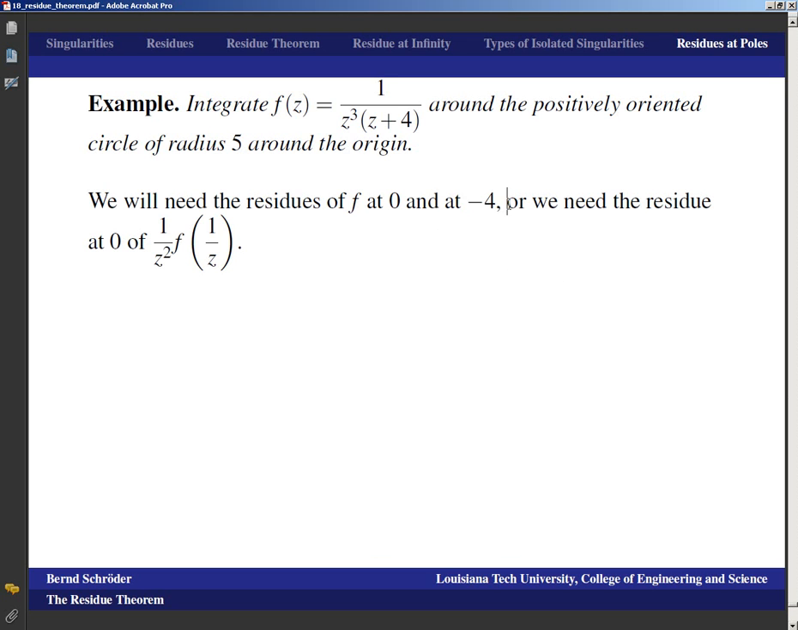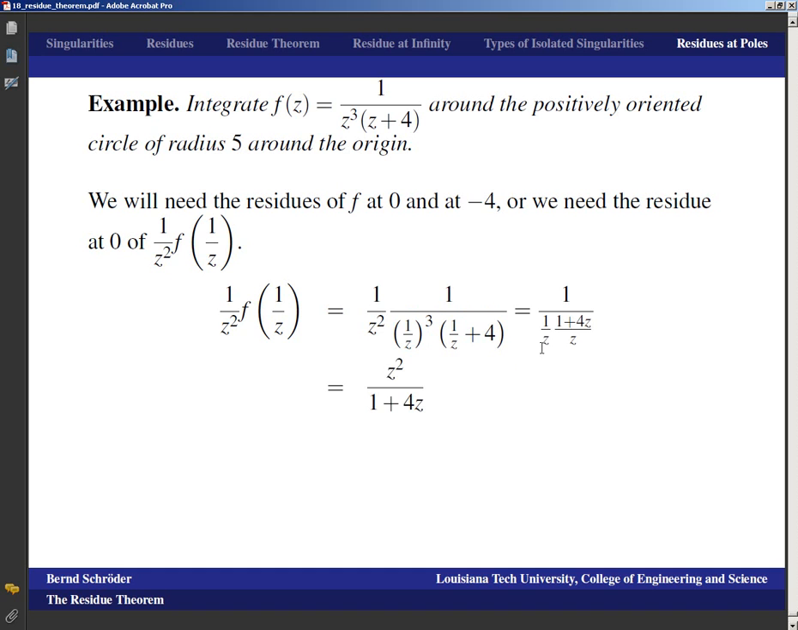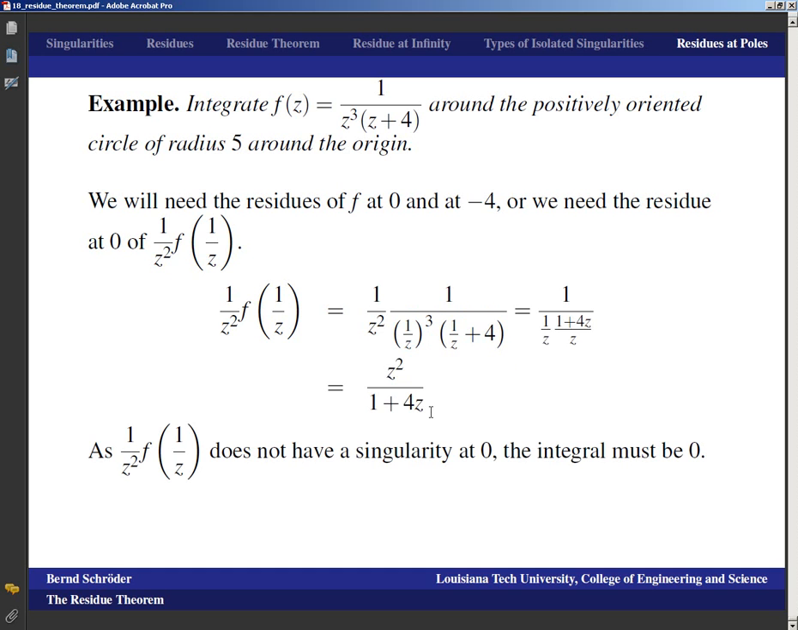And the same way, because all the singularities are inside the circle of radius 5, we could use the residue at 0 of 1 over z squared times f of 1 over z, and I think that's what we'll do. 1 over z squared times f of 1 over z is 1 over z squared times 1 over z quantity cubed times 1 over z plus 4, and 1 over z squared times the 1 over z cubed in the denominator here turns into a 1 over z. In the other part, I just found the common denominator, which is 1 plus 4z divided by z, and so that gives us z squared over 1 plus 4z.